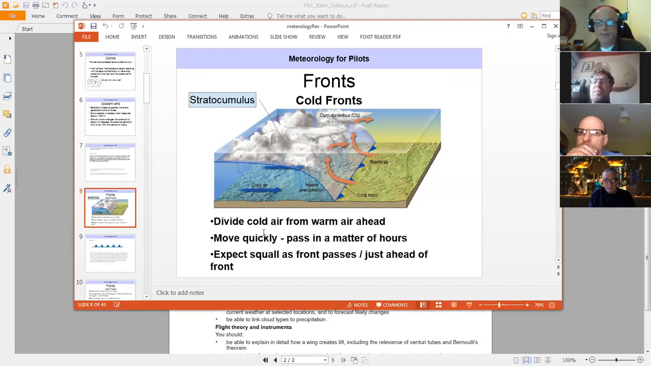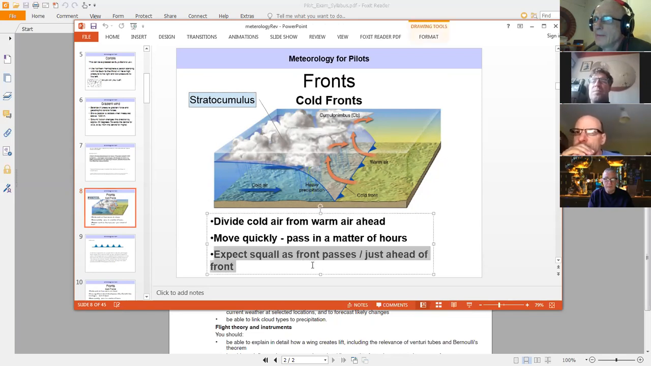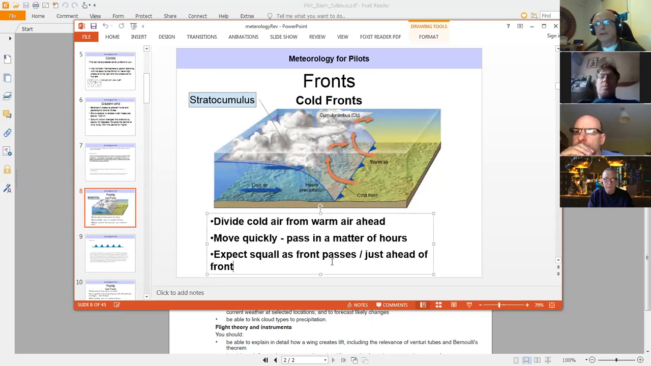They move quickly. If you've been on the hill on a day when there's a front coming through, the cold fronts arrive fast. They don't take a long time to get there, and I've seen pilots get caught out by this, where what they forget about is this point here: expect a squall as the front passes, just ahead of the front. You've got this fast moving air driving into the warm air, and you get this gust front ahead of it.